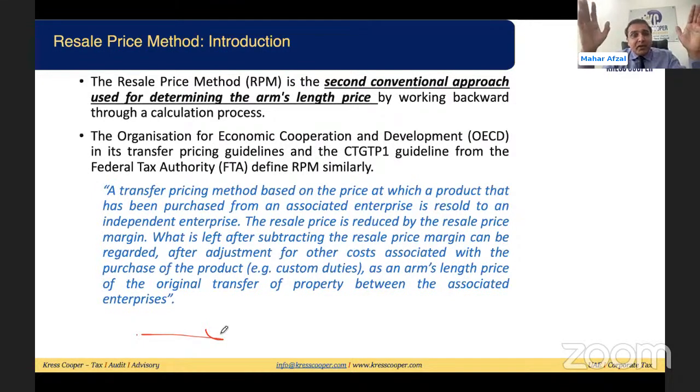So I'm repeating, what is the price that has been charged between the related parties A and B? If the sale price of B is being adjusted, we know sale price less margin, less cost, it will be the purchase price. So we need to do the reverse working. At the B level, we need to ascertain the sales price of B. We need to ascertain the competitive, uncontrolled, fair market value margin. We need to ascertain the cost of B. If out of the sales price we are deducting margin, and deducting cost of B, the remaining will be the purchase price of B.